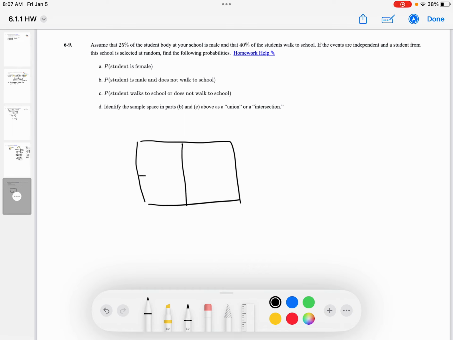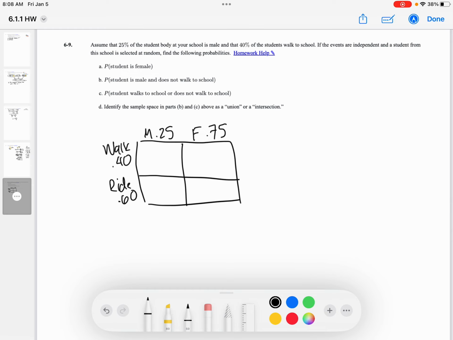Because we have two different events, right? One is that a student is male or female, and the other is that they walk or let's say just ride a bus or car or something. Okay, and the probability that they're male is 25 and female is the rest. So the probability that they're female is going to be 75. 40% walks, I'm going to write 0.40, and the rest ride.